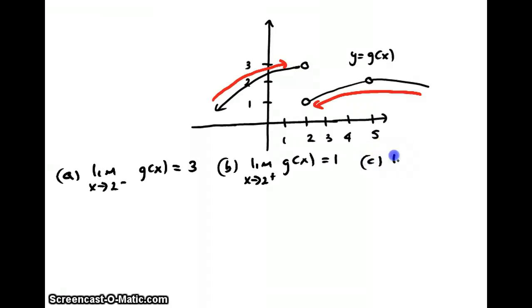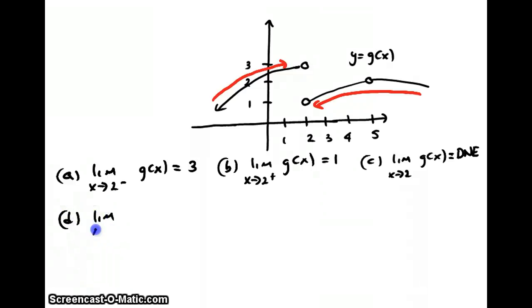And then if we were to ask ourselves the question, what's the limit as x approaches 2 on the same function? Well, since from the left-hand side we're approaching 3, and from the right-hand side we're approaching 1, we are approaching two different values for y as we approach from different directions. So in that case, we say the limit does not exist, and we use the letters DNE to abbreviate the fact that the limit does not exist.